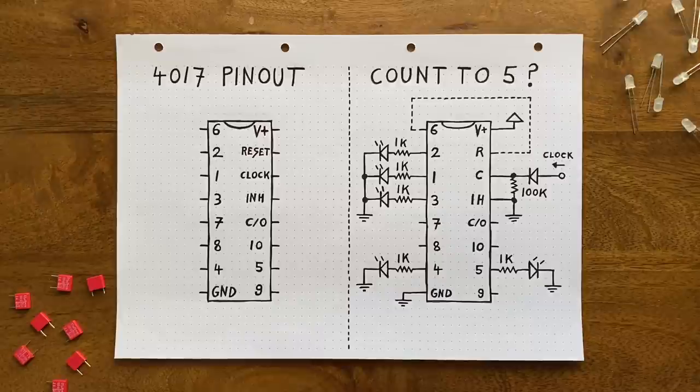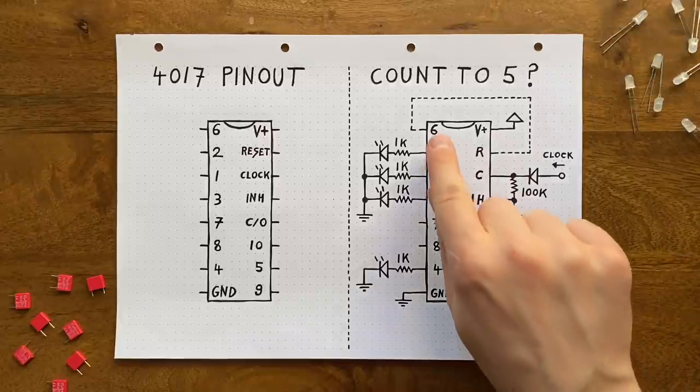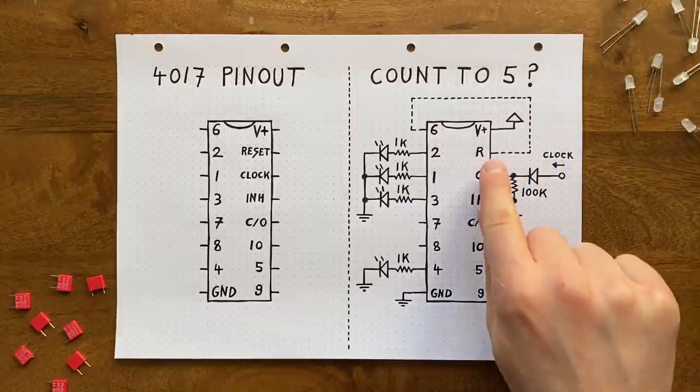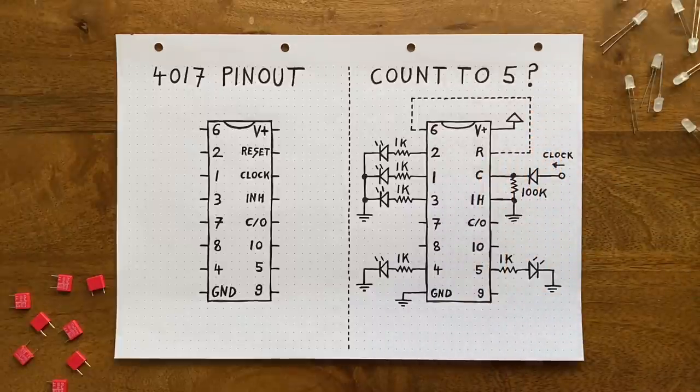If we want our counter to loop around after step 5, we simply connect step 6 to the reset pin. Why step 6 and not step 5? Because the reset input is triggered the instant it detects a high-level voltage. So by connecting step 6 to the reset pin, we jump back to the first step as soon as we try to move past step 5.